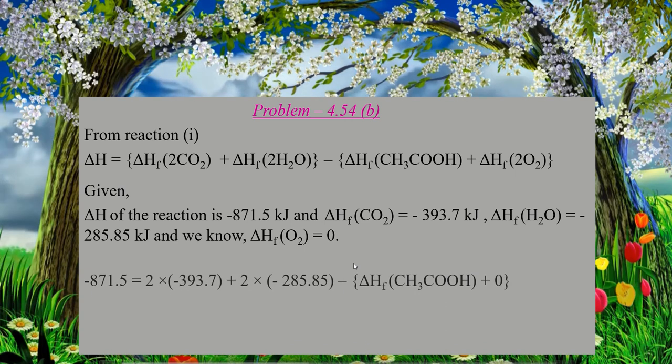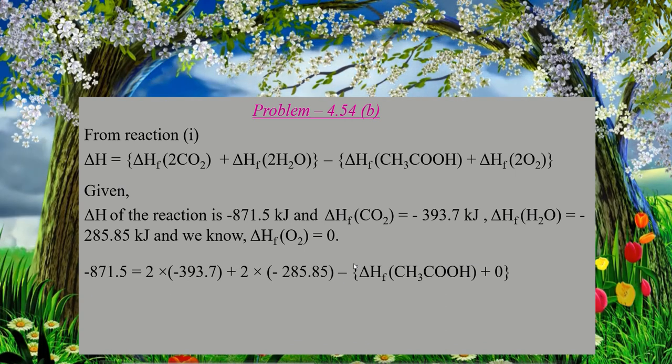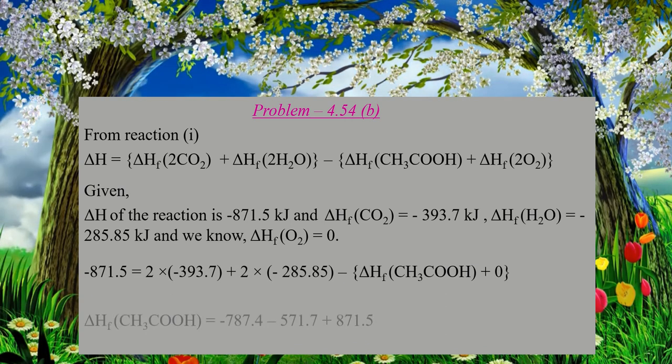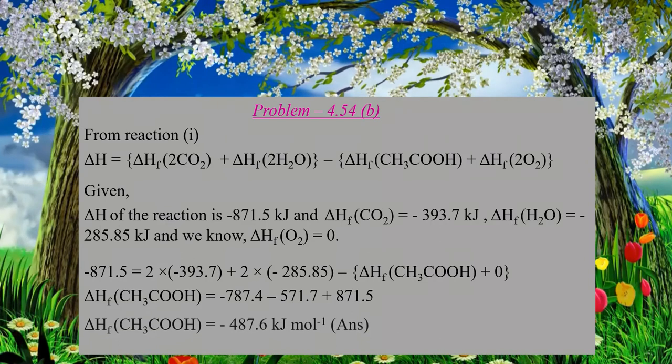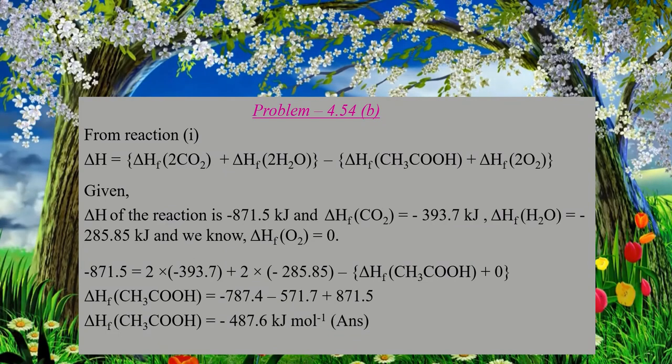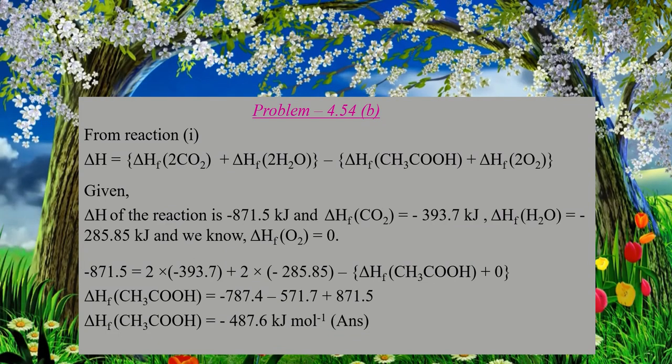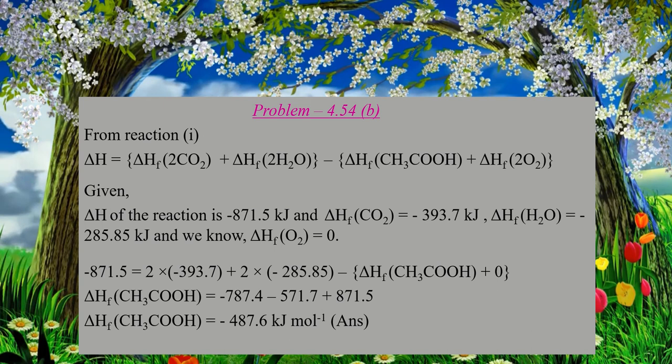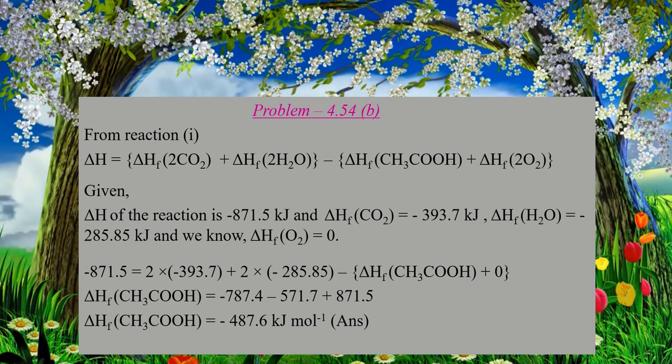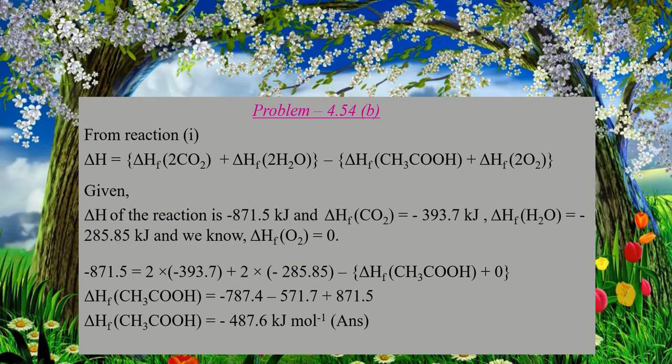So after putting all these values in the equation, we get the heat of formation of acetic acid equal to minus 487.6 kilojoule per mole. This is our answer. Now another one.